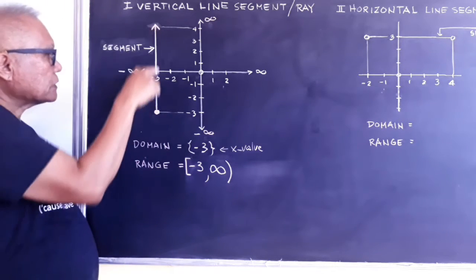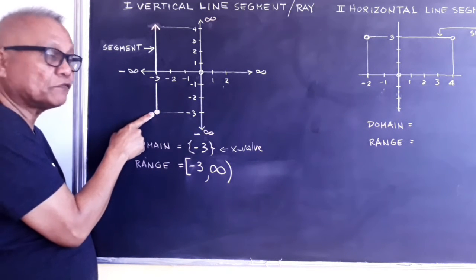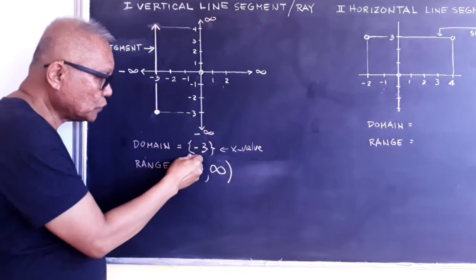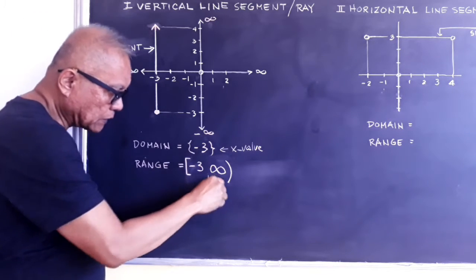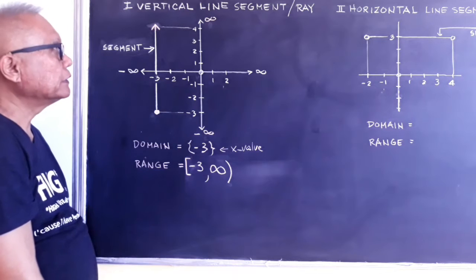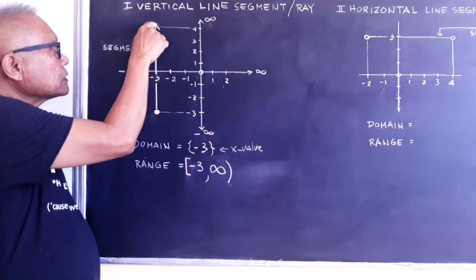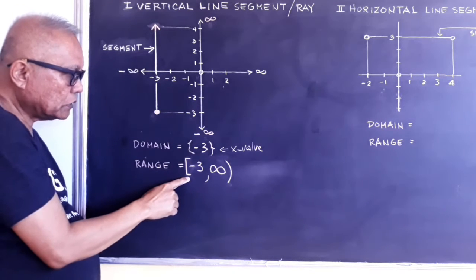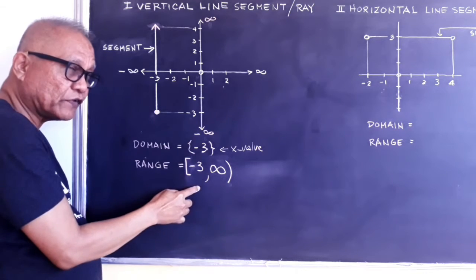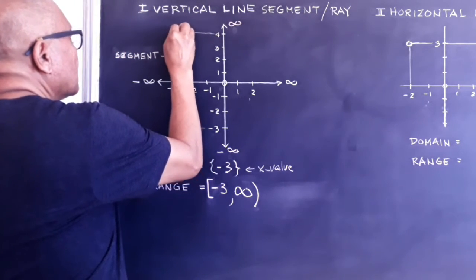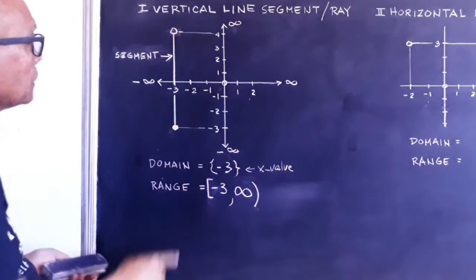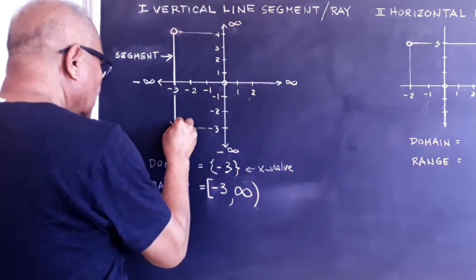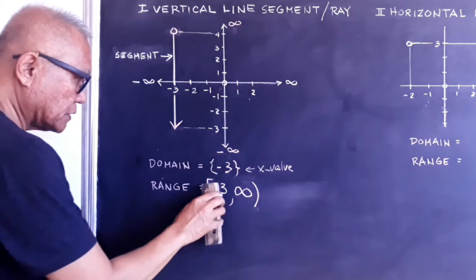What if this one is unshaded? If this one is unshaded, you will just change this square bracket into an open parenthesis, like this. If this one is shaded and it's going down, then you start again from negative infinity. Here, let's have an excluded point there. And this one's going down, so the domain will not change, only this one.